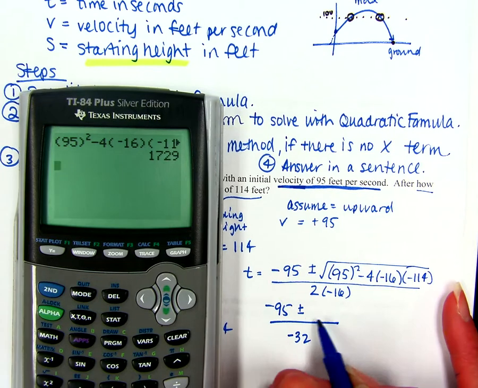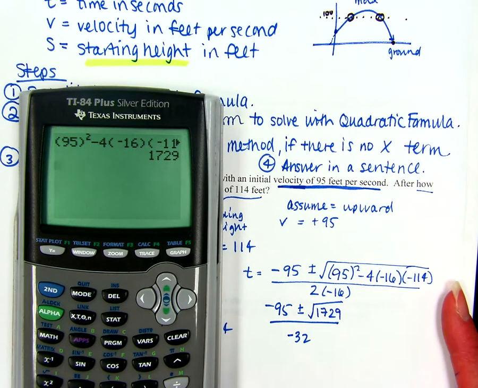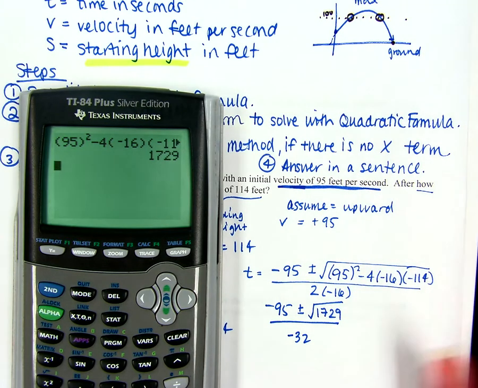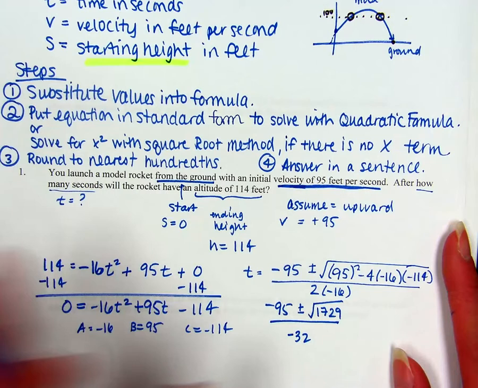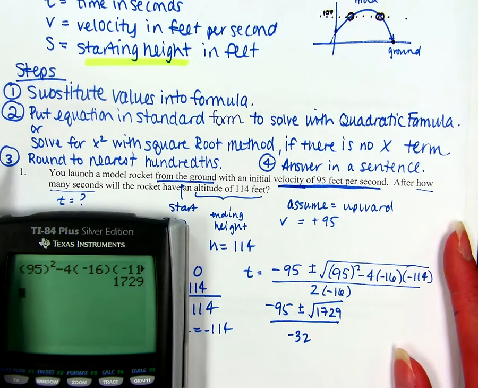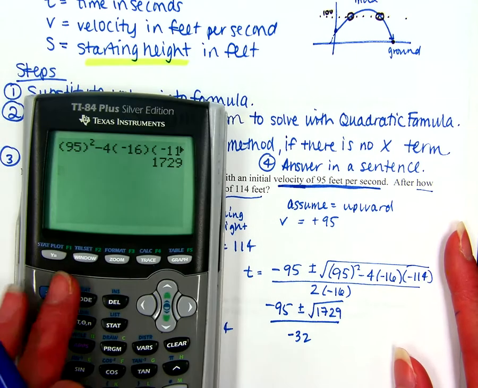All of these answers should be positive. So if you're getting a negative discriminant, that means you did something wrong in your calculator. So make sure you have a positive number. But now we don't want an answer like the square root of 1729, because we need to know how many seconds. So a radical answer doesn't make sense. And so we're rounding to the nearest hundredths, which means use your calculator to actually get a decimal approximation.